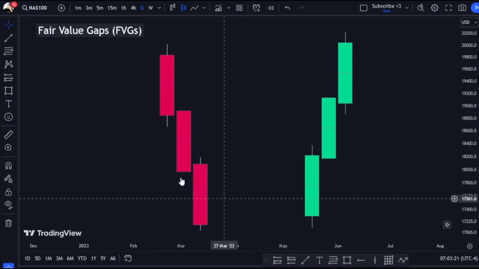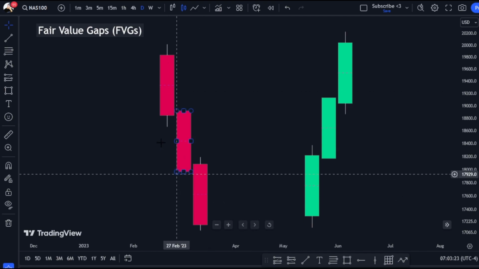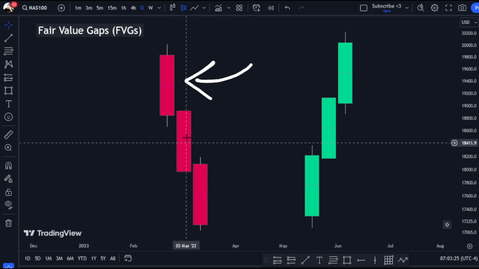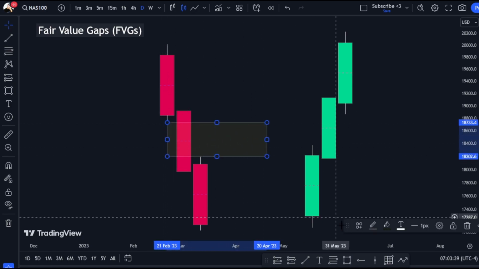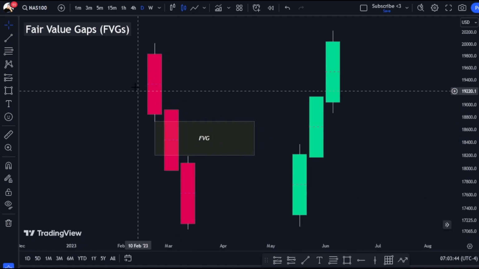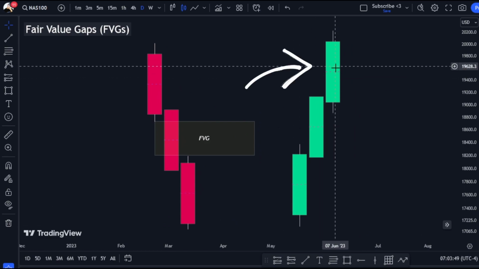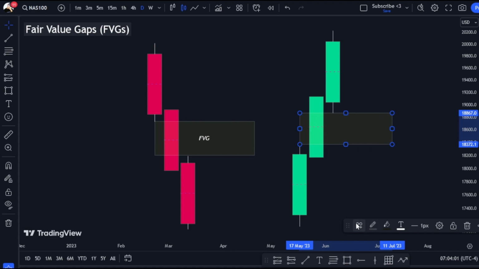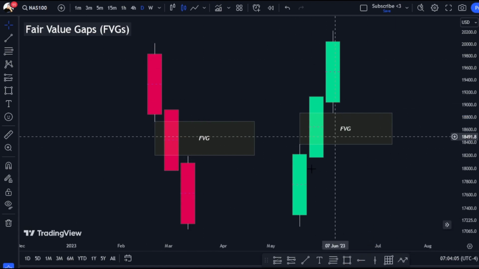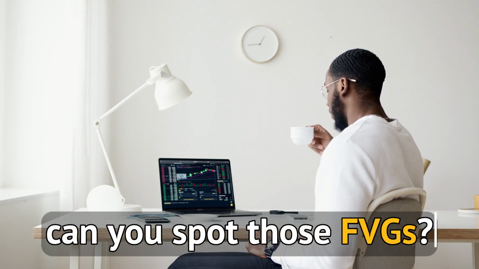Now, if we focus on these three candlesticks, there is an area that isn't overlapped by the first and third candle's body or wick. This open area is what we call a fair value gap. Similarly, over here, you can see that the first candle and third candle's wick or body isn't covering this area, creating a void in price or a fair value gap. Let's look at some chart examples and see if you can spot those fair value gaps.